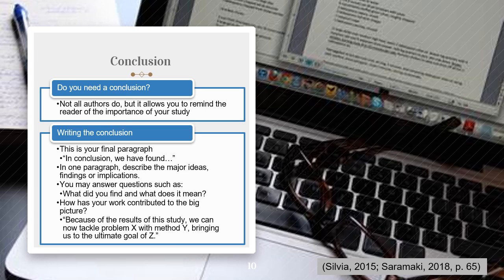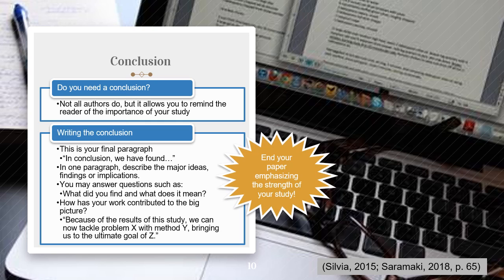You could start the paragraph with, in conclusion, we found, and in that paragraph, you'll describe the major ideas, findings, and implications. You might answer questions such as, what did you find and what does it mean? Or how does your work contribute to the big picture? A sentence frame that you might use is, because of the results of this study, we can now tackle problem X with method Y, bringing us to the ultimate goal of Z. The key thing to keep in mind is that with the conclusion, this is a chance to emphasize the strengths and contributions of your study.